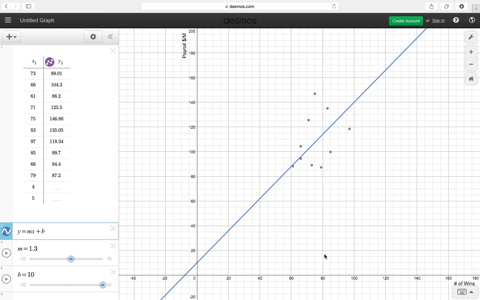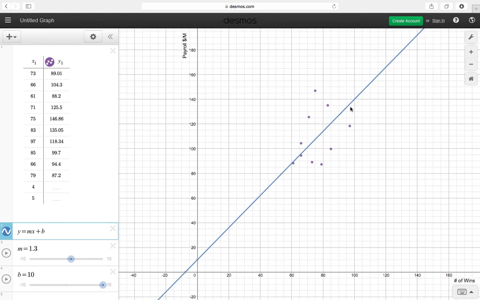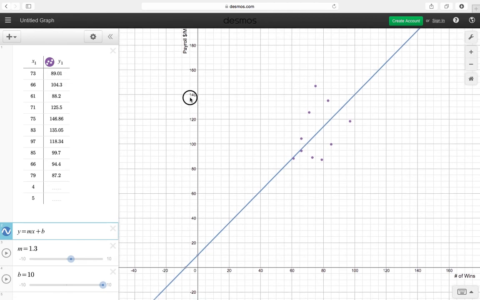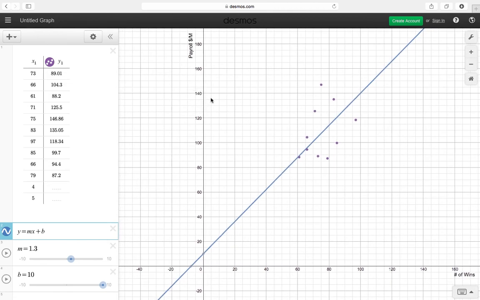So if I wanted, hey, I want my Cubs to win 100 games a year. Well, if we look at number of wins, 100, and we go up here to our graph, well, that would be right here. Well, how much money should they spend for those 100 wins? Well, it looks like $140 million is what they need to. And that's why this is helpful.